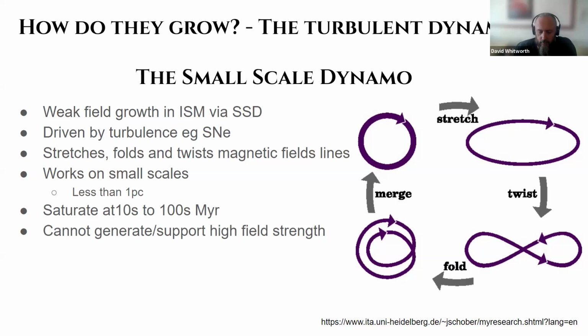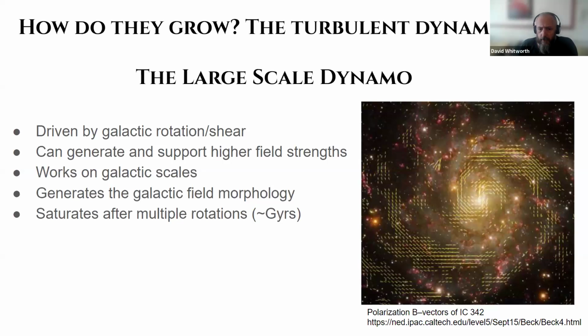So we can see, on average, the Milky Way is between 6 to 10 microgauss, with the regions up to a couple of 100 microgauss around magnetars. So how can that happen? That happens through the large-scale dynamo. And this is driven by the galactic rotation and shear. So the actual galaxy rotating drives the growth of the magnetic field. And this allows us to get to these higher field strengths.